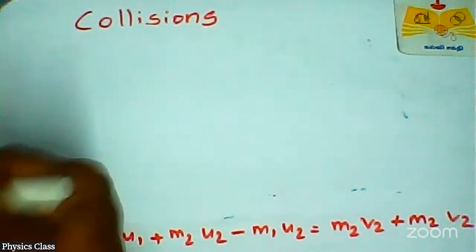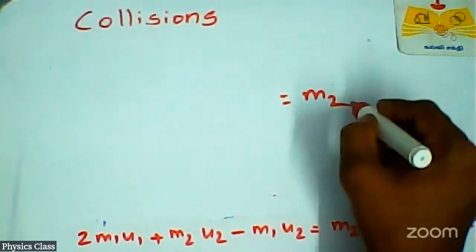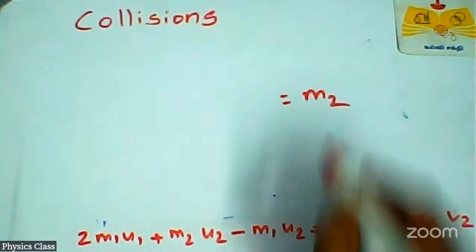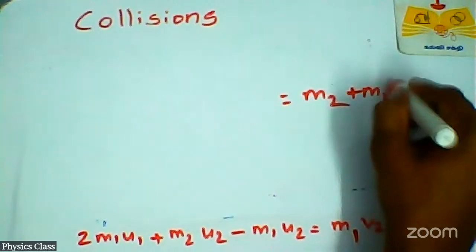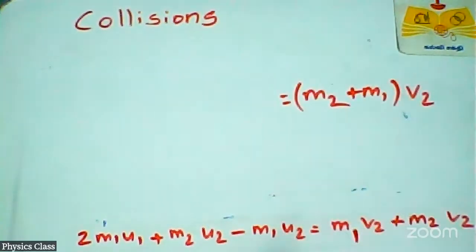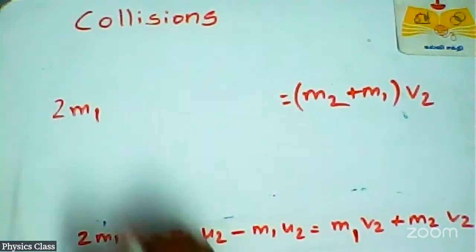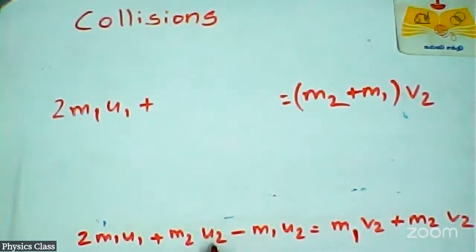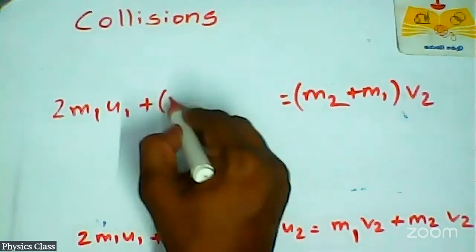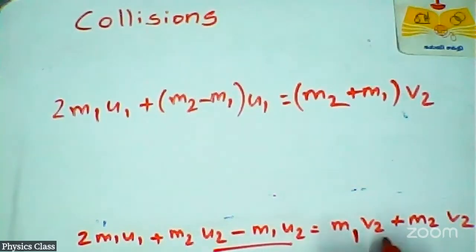So from this equation, we can take out V2 as common. So M2, sorry, here M1. Yeah, M2 plus M1 common as V2. Okay. So here 2 M1 U1 plus, we can take out U2 as common. Yeah. So M2 minus M1 into U1 from this here. So U2 common, here V2 common, M1 M2, M2 minus M1.